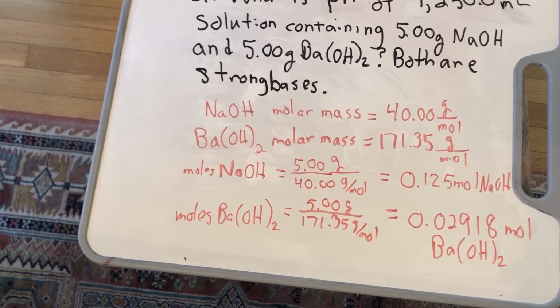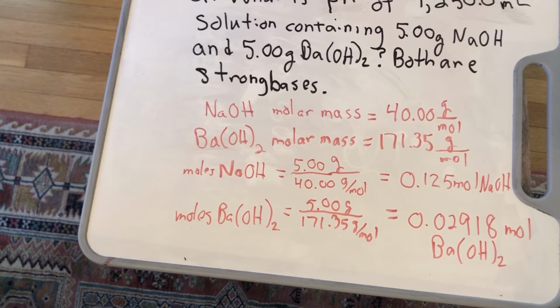Now you might be saying, well, why did I leave an extra sig fig for the barium hydroxide? Well, I'm going to carry these numbers forward in my calculator, so I'm not going to round down at this step. Now, these moles are not moles of hydroxide. They're moles of compound. So we have another step before we can find the moles of hydroxide.